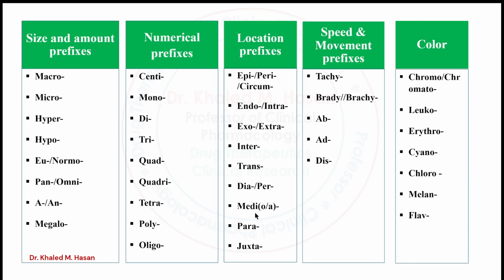Then we have medi or medio, para, juxta. Then we have tachy, brady, brachy, A, B, A, D, Ds. Then for the color, we have different terminology, which we are going to use, like leuko, erythro, cyano, chloro, and so on. Okay, so we'll start with every group of the prefixes. For example, we start with size and amount, then move to numbers, location, and so on.